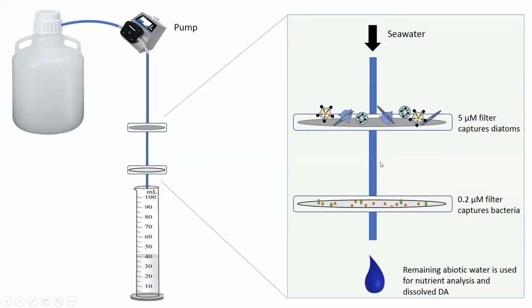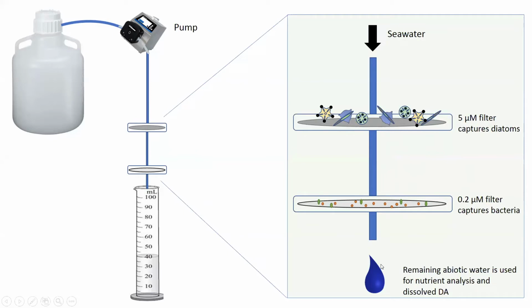That water is passing through. It's hitting a 0.2 micron filter, so that's much smaller than 5 microns. And bacteria are much smaller than diatoms. So this filter will capture the bacteria. And then the water will flow through, and this can be used for nutrient analysis.